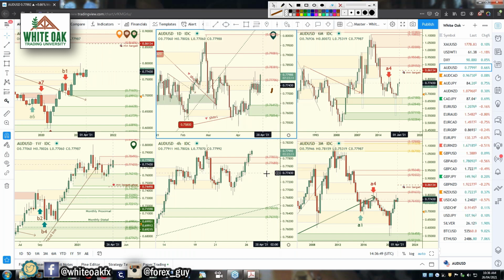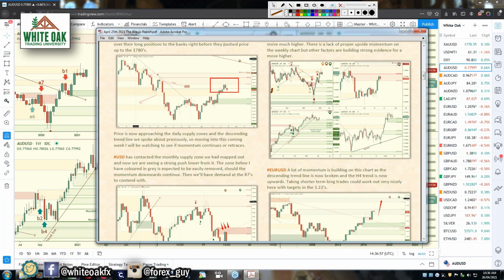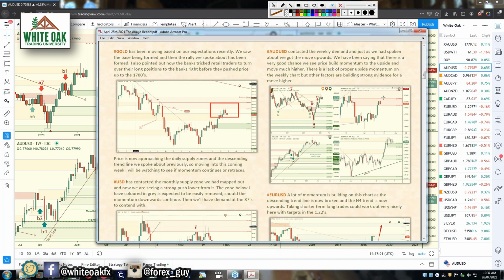So yeah, these were the key things with the Aussie, that zone holding. Aussie US dollar contacted the weekly demand, and just as we had spoken about, we got the move upwards. We have been saying that there is a very good chance we see price build momentum to the upside and move much higher. There's a lack of proper upside momentum on the weekly chart, but other factors are building strong evidence for a move higher. And now we are seeing that starting to build, which is good.